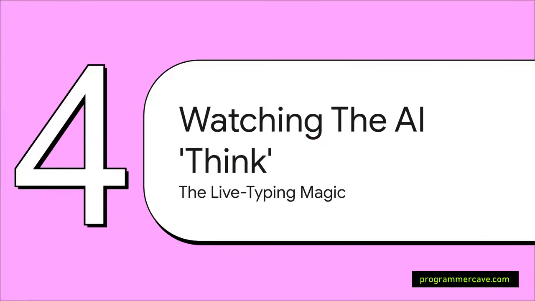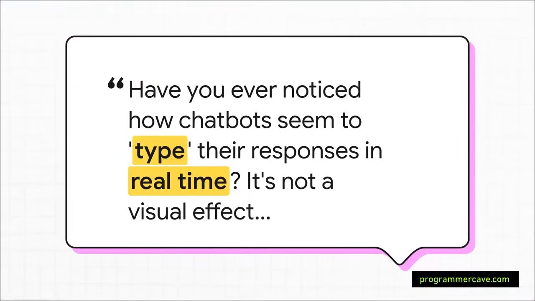Next up, let's look at how this whole token by token thing creates that cool effect you've definitely seen before. The magic behind that live typing you see in chatbots. So, have you ever noticed that? When you ask an AI a question and it seems to type out the answer one word at a time? Well, it turns out that's not just a fancy animation to make it look like it's thinking. It's actually a real window into how these things work under the hood.